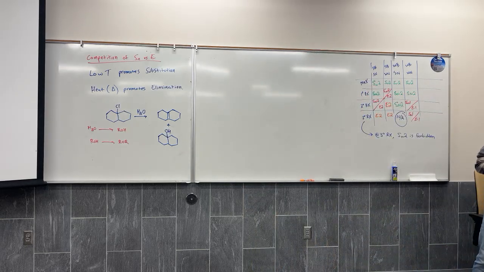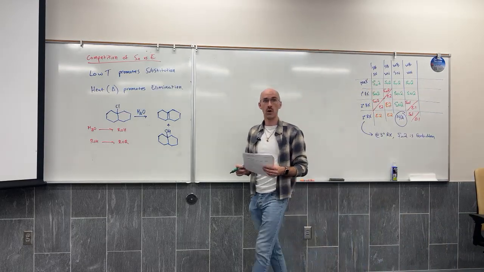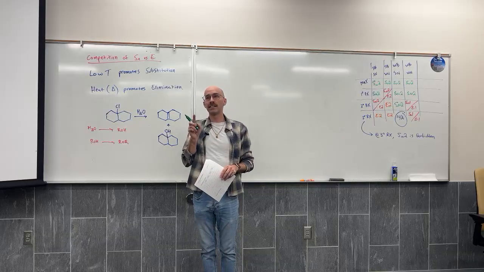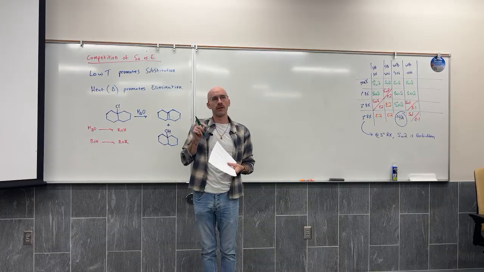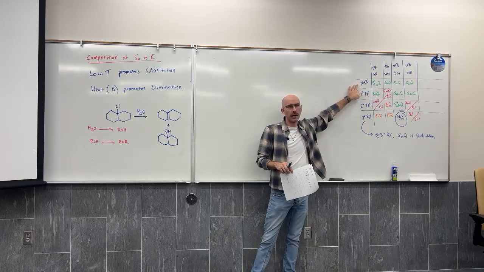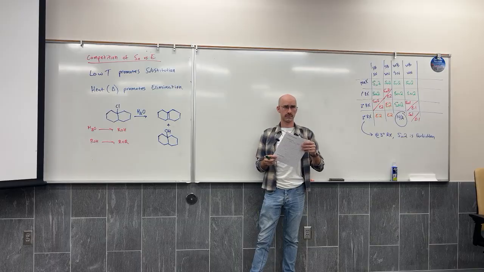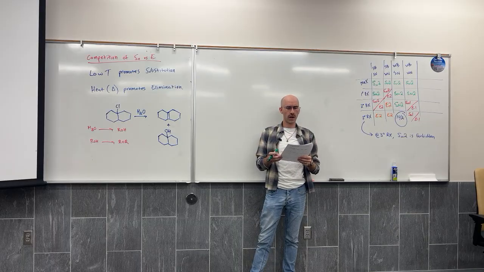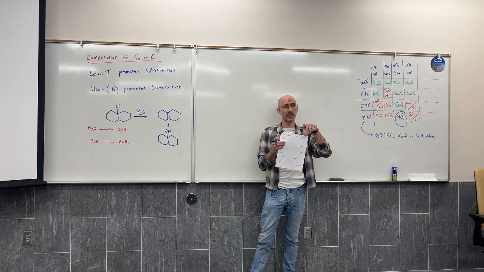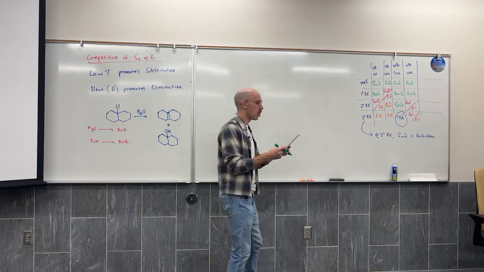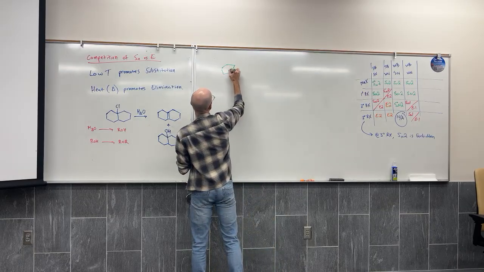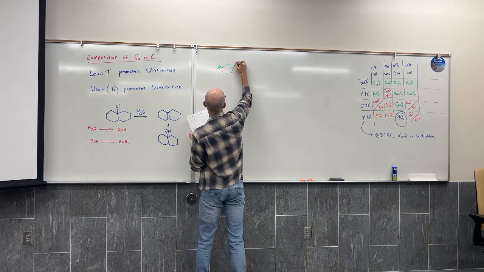Second order elimination, 1 step. Second order substitution, 1 step. But sometimes a second order, like on a methyl carbon, does still require a subsequent deprotonation. So let's go through one of these. I think we only have time for SN1 or E1. Which one would you like to see? SN1, okay. What reagent is needed over the arrow to complete my SN1 mechanism?